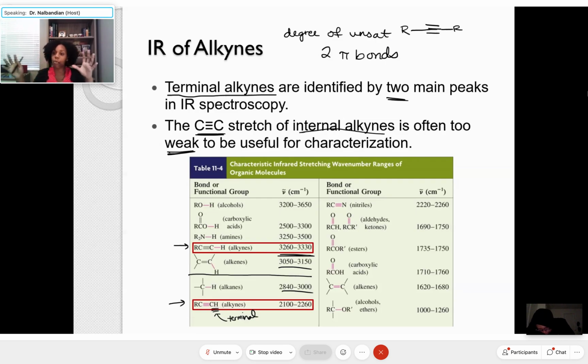You can look at a molecule. How many rings? Count the rings. How many double bonds? Count the double bonds. How many triple bonds? Count the triple bonds as 2 pi bonds. And so you just can count up. You don't have to do calculations. If you're looking at the molecule, you can look at it and know how many unsaturations it has. All right, any other questions?